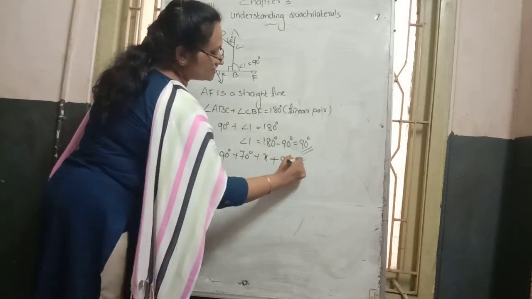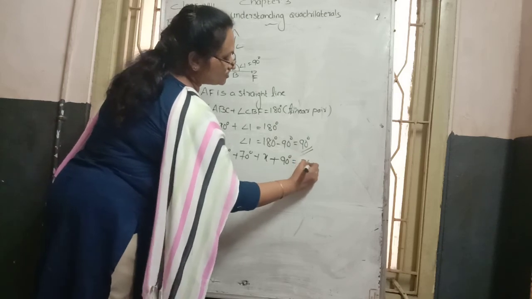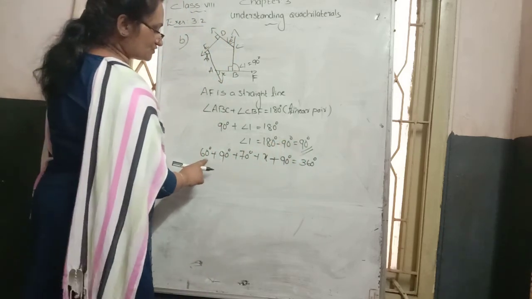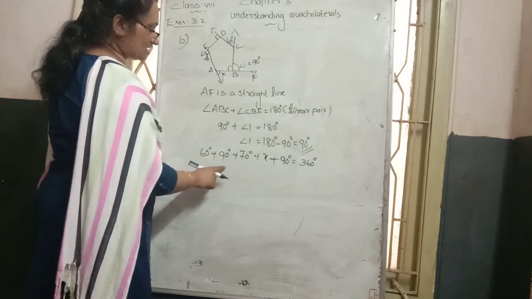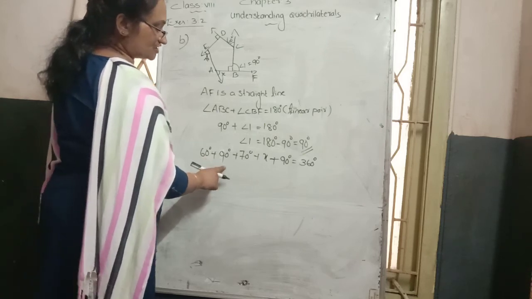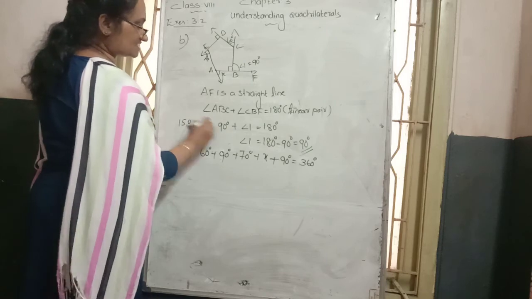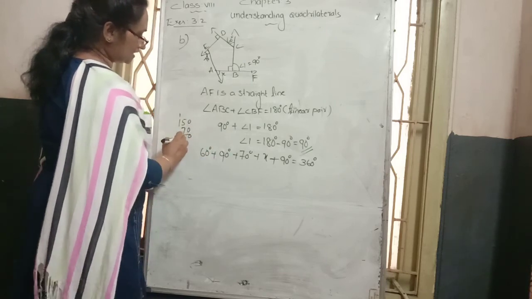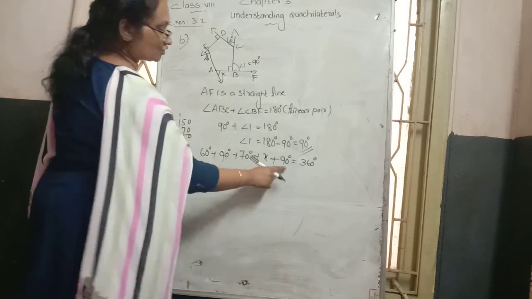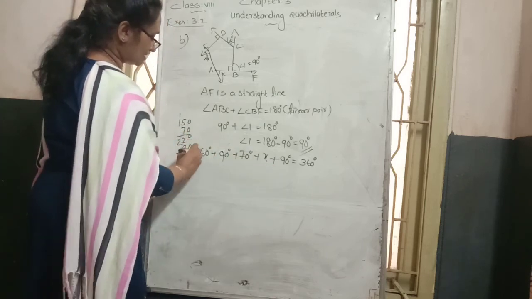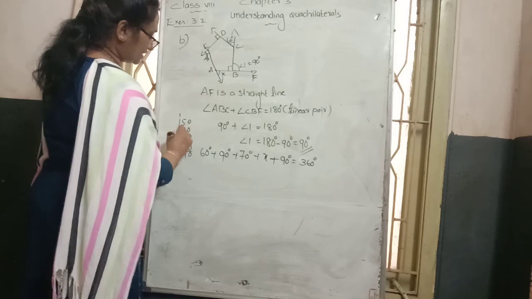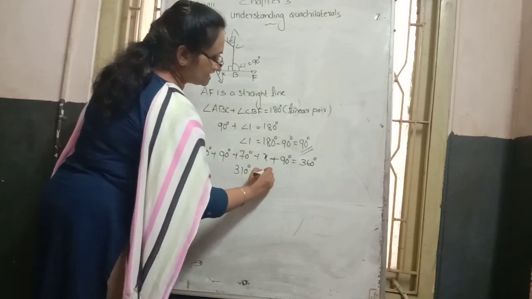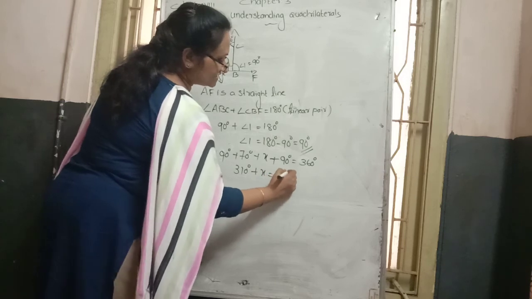90 degree. The sum of all exterior angles is equal to how much? 360 degree. Then add all these values. 60 plus 90 comes to be how much? 150 degree. 150 plus 70 comes to be 220. 220 is added with 90, so 310 degree. So 310 degree plus x is equal to 360.